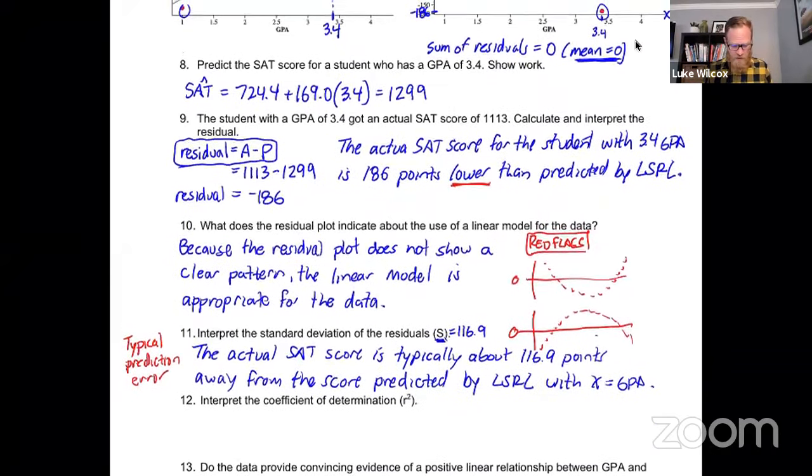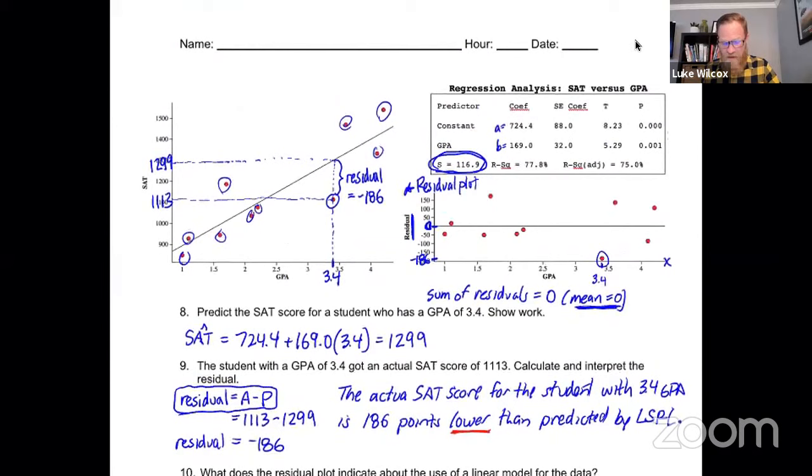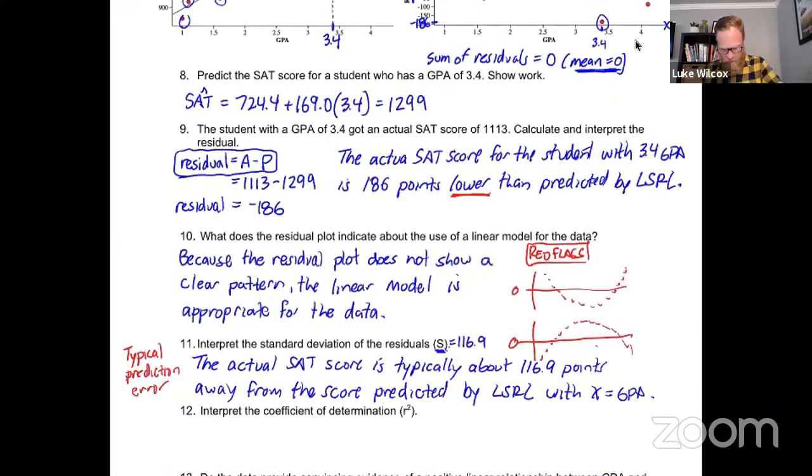Okay, let's move to question number 12, which is to interpret the coefficient of determination. All right, well, we're going to steal that value right from the computer output. Make sure you're grabbing R squared, not R squared adjusted. It is 77.8%. And just as it says right here, it is in fact the R value and then squaring it. So the R value, which is the correlation, if you were to just take that and square it, would give you 0.778 or 77.8.